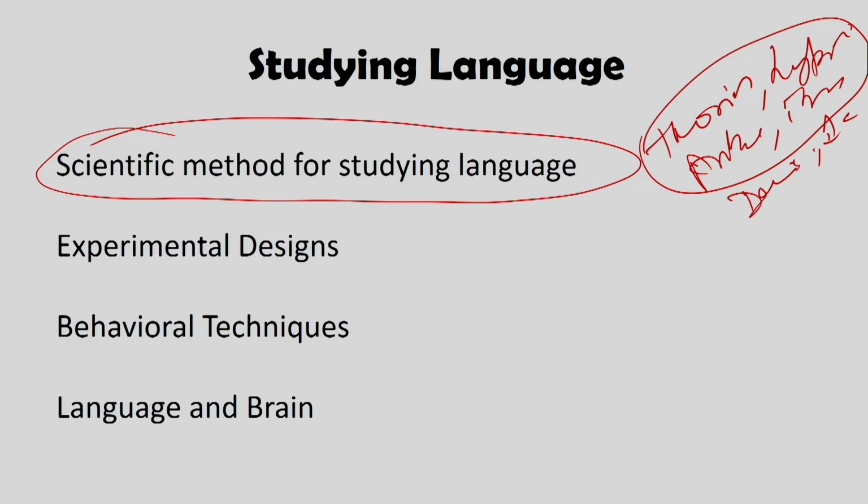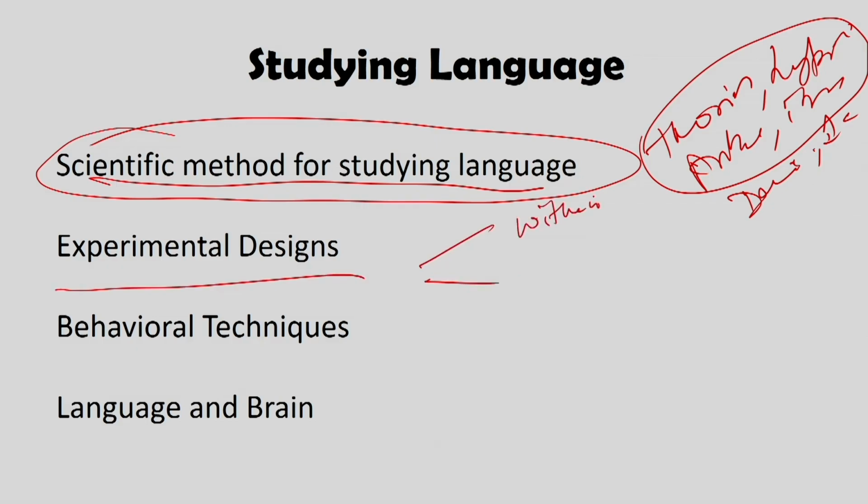We looked at naturalistic observation, the correlational method, and the experimental method for doing research, and that basically gave us a brief understanding of the scientific method for studying language. Next, we looked at experimental designs. We focused on two primary forms of design: the within subject design and the between subject design.